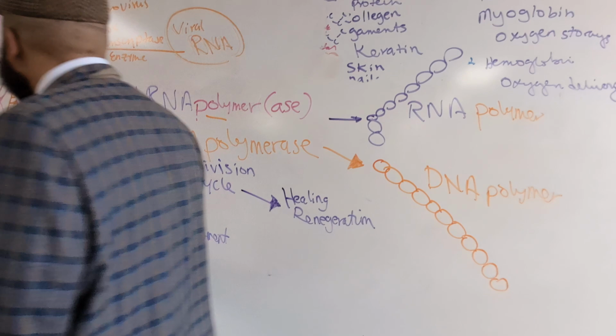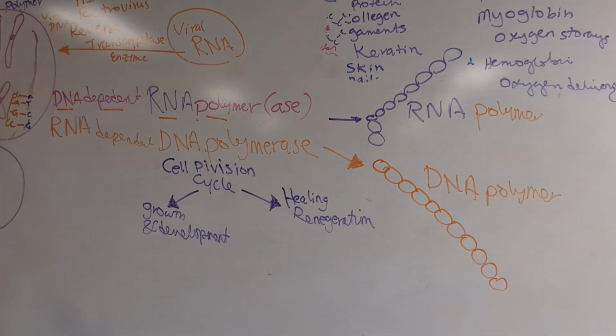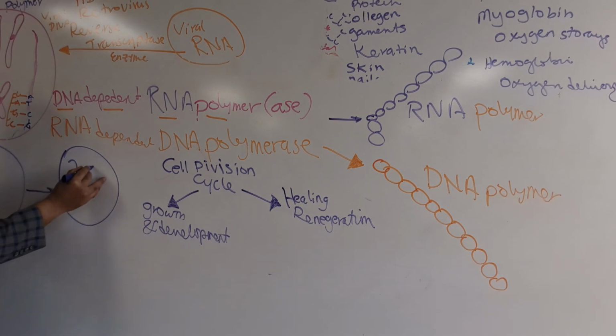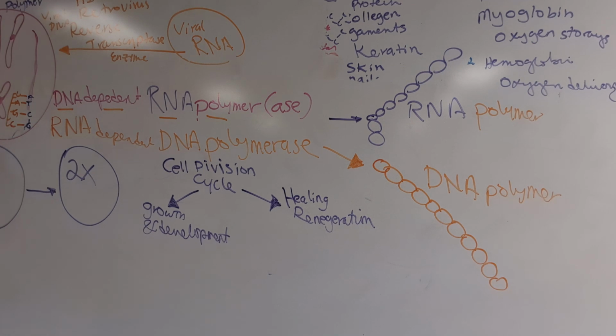So in order for me to divide, whether for healing and regeneration or for growth and development, I am going to need to double my DNA. That's why in the cell cycle, we double the DNA, multiplied by 2. So now we have 2x. How does this happen? This happens with replication.